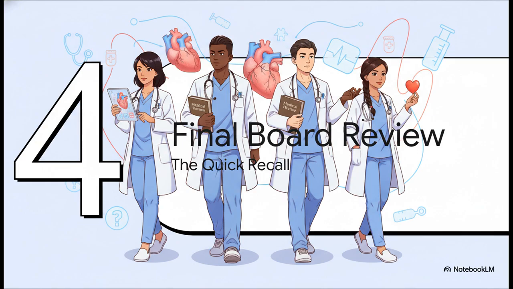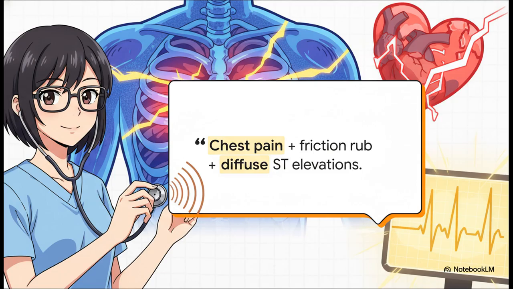Okay, we have covered a ton of ground, so let's boil it all down. If you're walking into your exam and your mind goes blank, what is the one core concept you need to remember for acute pericarditis? This right here, this is your quick recall triad. Positional chest pain, a pericardial friction rub, that's a scratchy sound you'll hear on auscultation, kind of like leather rubbing together, and those diffuse ST elevations. If you see that combination on an exam question, you've nailed it. Burn this into your memory.